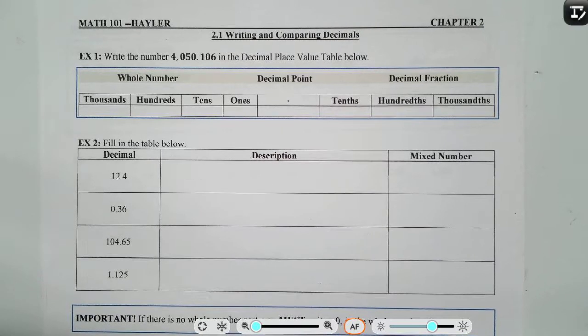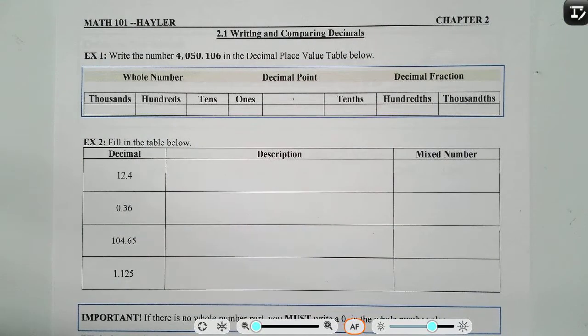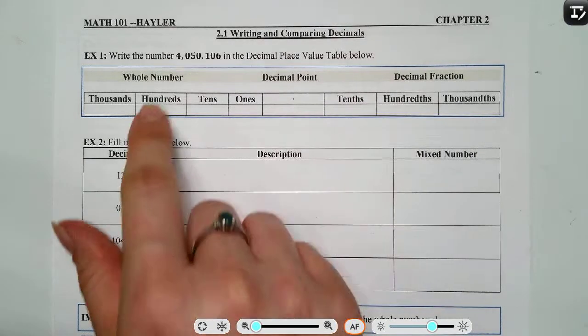Okay, so welcome to Chapter 2. So we are now looking at decimals. We're comparing decimals. Chapter 1 was fractions, and now we're moving on to decimals. So first off, we're going to write this number in the decimal place value below.